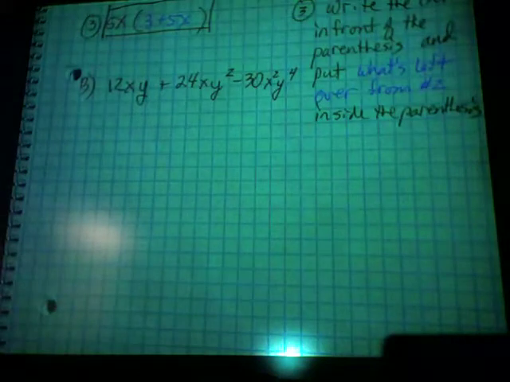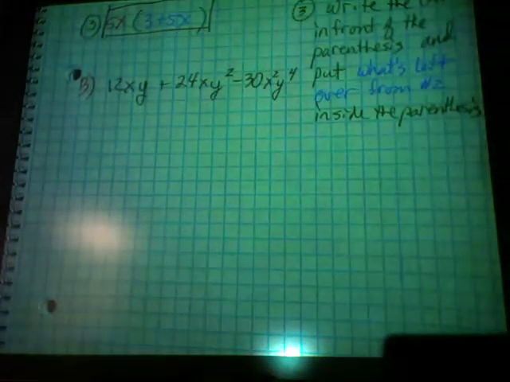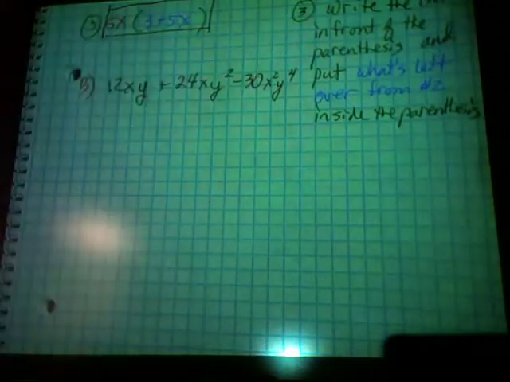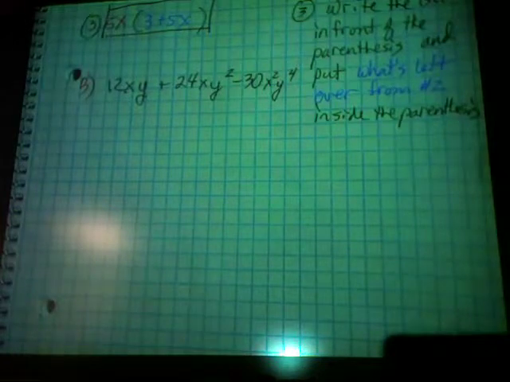This time we have 12xy plus 24xy squared minus 30x squared y to the 4th. So we're going to find our GCF first. Can you look at 12, 24, and 30 and just know what's the biggest number that divides into both of them? We'll start with 12 and 24. They're the smaller two. What's the biggest number that divides into both of those?